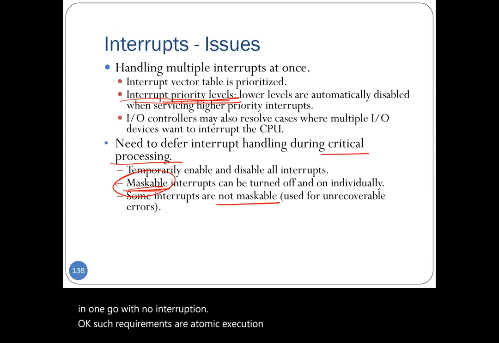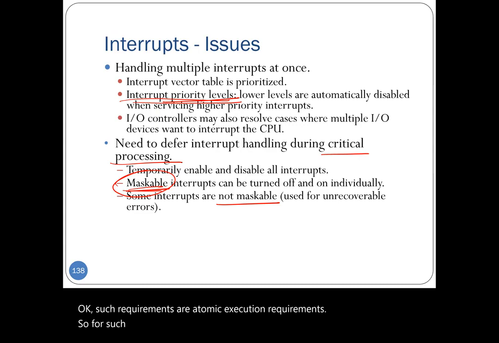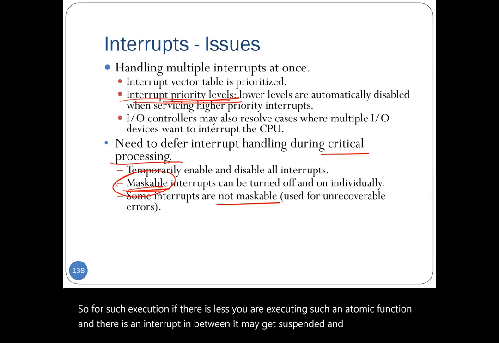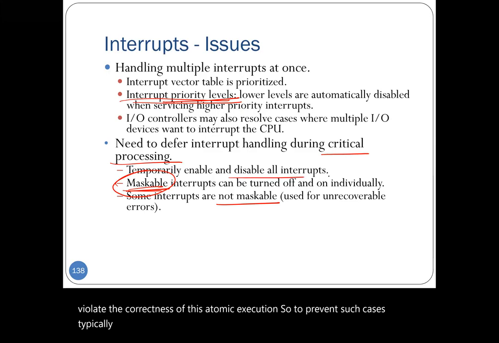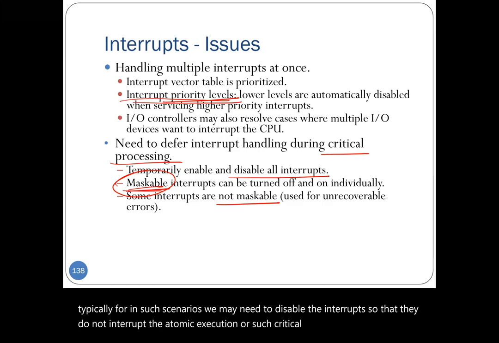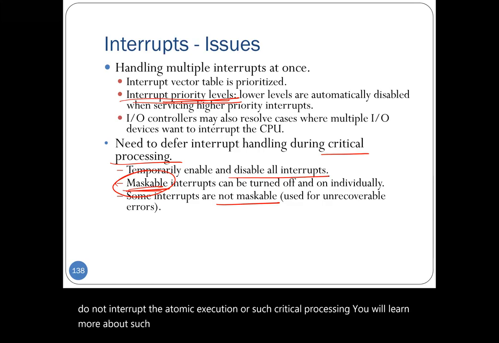For such execution, if you are executing such an atomic function and there is an interrupt in between, it may get suspended, and this will basically violate the correctness of this atomic execution. To prevent such cases, typically, in such scenarios, we may need to disable the interrupts so that they do not interrupt the atomic execution or such critical processing. You will learn more about such atomic execution requirements later on in the program. Basically, this topic is beyond the scope of our course.